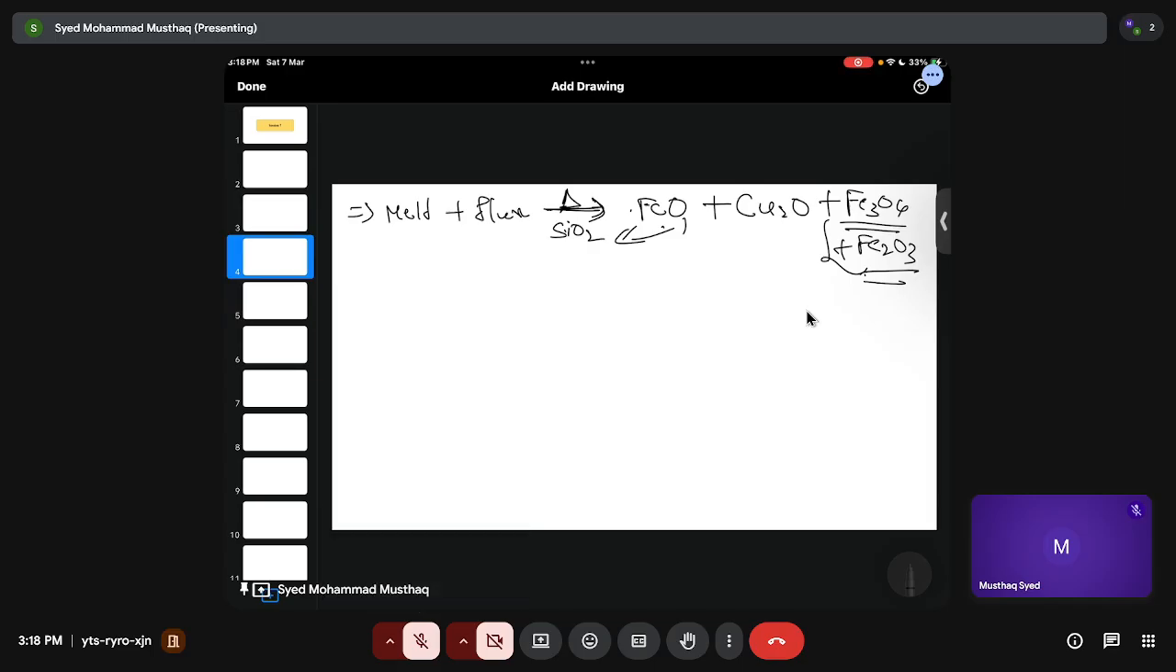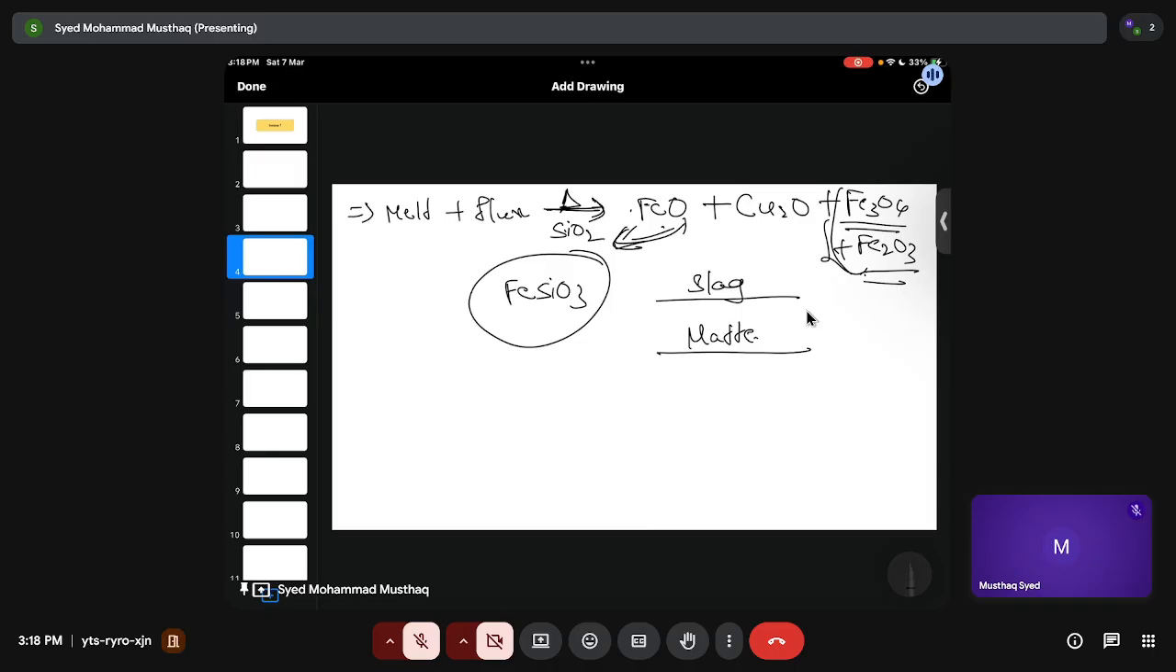Now we'll come to this. Initially this FeO will be picked up by your silica, and then you will have FeSiO3, which is your silicate, iron silicate. Okay, there can be other types of silicates also. Let's not go deep into it. So this will form your slag, and then you have your matte.